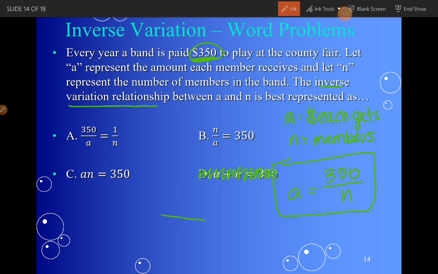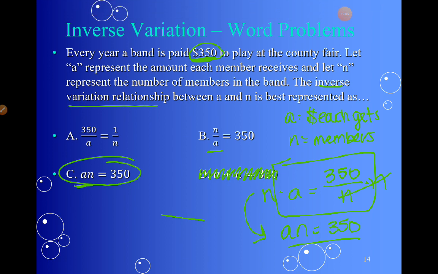However, if we start moving things around, because as you can see, in B the A and the N are on the same side, and in C the A and the N are on the same side. So if I try to get this N over to the other side, I'm going to multiply. So these are going to cancel over on the right side, and I get A times N is equal to 350. Well, that looks familiar. That's actually answer choice letter C. So this one right here, again, we're using an inverse variation relationship. However, there's no multiplication or no division here, so it can kind of trick people.